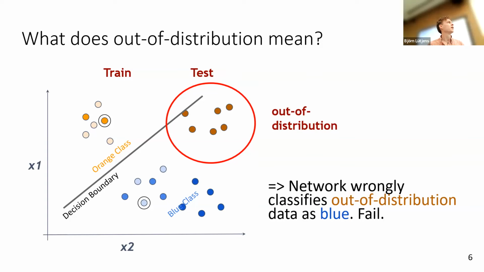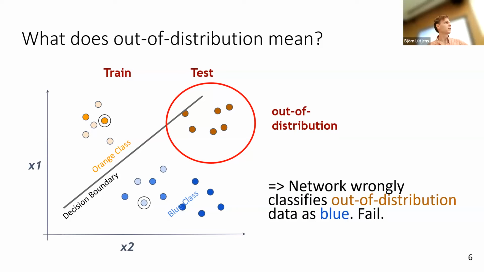Now, the problem is we have our test data set, and our test data set all of a sudden lies here. And it looks pretty out of distribution just by looking at it. And the network wrongly classifies all of these out of distribution data points as blue, meaning that we failed to generalize onto our test data. Not a great scenario to be in.